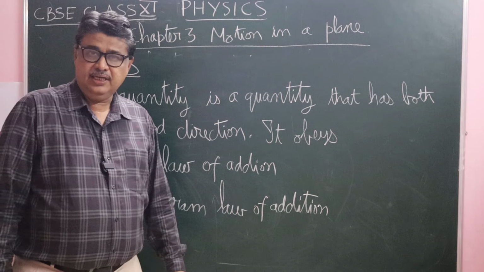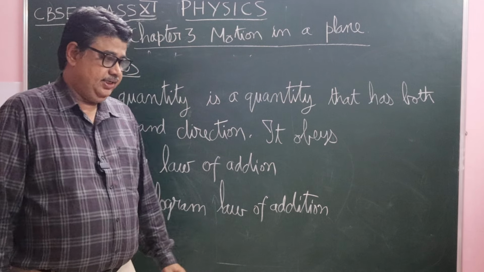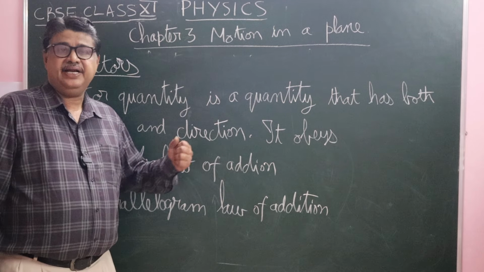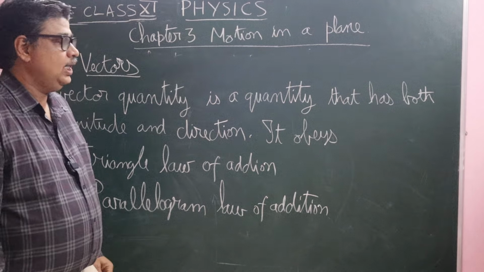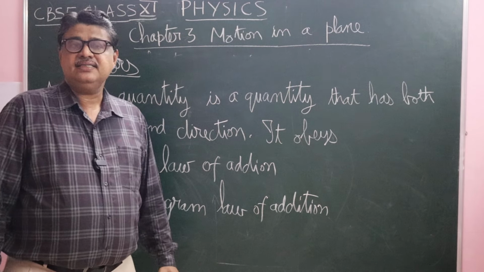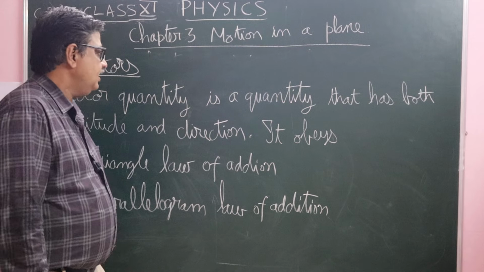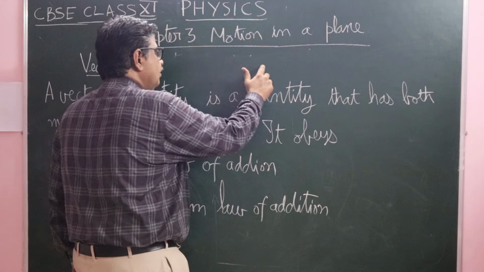Therefore, examples of vector quantity: velocity is a vector quantity, force is a vector quantity. Both have got magnitude and direction. Velocity of a body 20 meters per second is the magnitude, and it has got one particular direction. It may move from left to right or right to left.